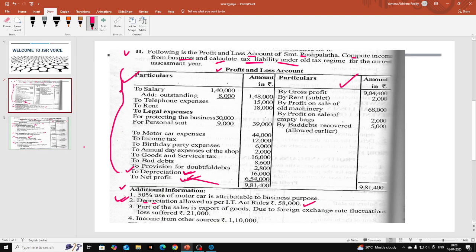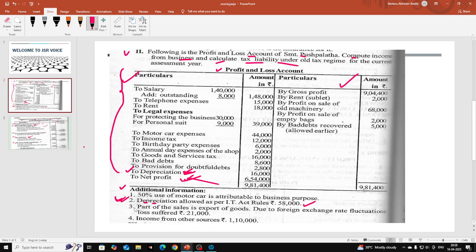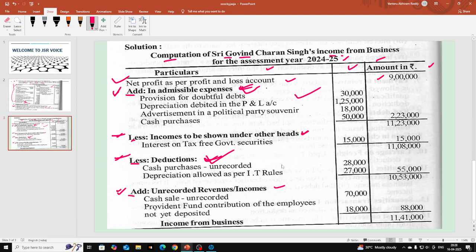So if you get depreciation like this in two places, one depreciation in the P&L account and the other depreciation here in the additional information, the P&L account depreciation you should record under inadmissible expenses, means in the first head, here. And the additional information depreciation you should record under deductions, that is in the third head here. Hope this is clear, students.